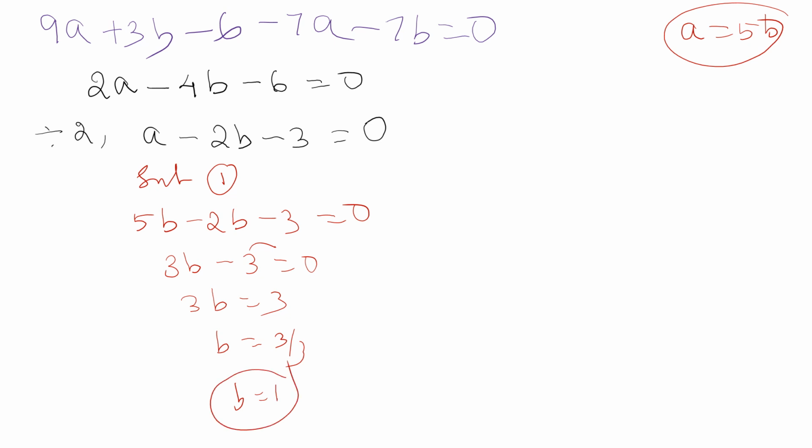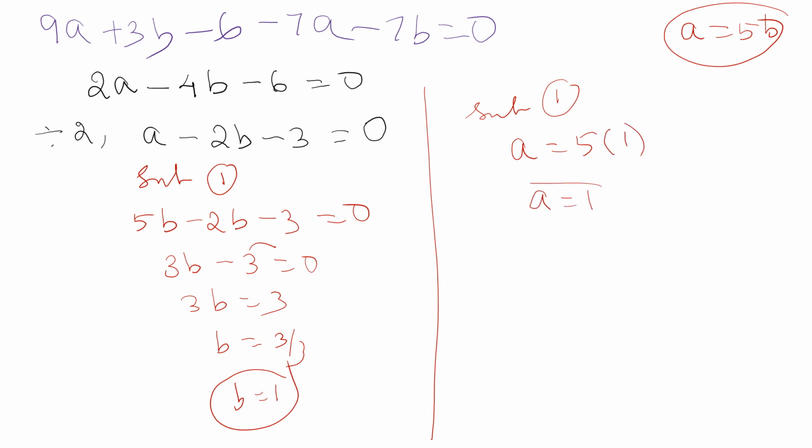So now we can substitute in the first equation again to get a is equal to 5 times of 1. So the value of a is 5. So we get a is 5 and b is 1. So hope you all understand how to find the missing values when the system of equations has infinitely many solutions.